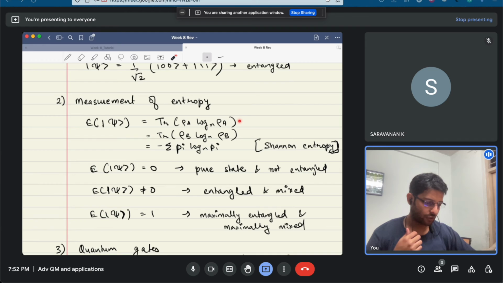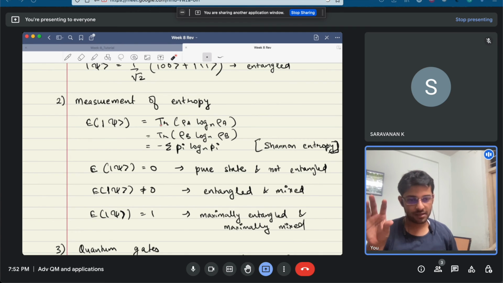So the measurement of entropy, I don't think was covered in the lectures. It was there in the tutorials to find the maximally entangled states. So this is essentially something like you take the trace of either the A system or B system, or if you have the combined system, you take something called Shannon entropy, which is very important in quantum information theory.